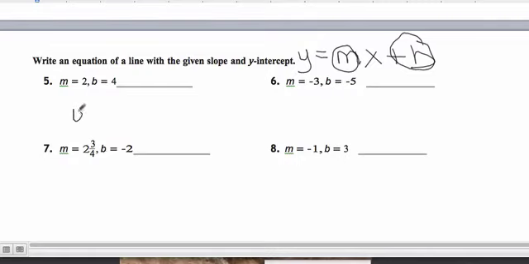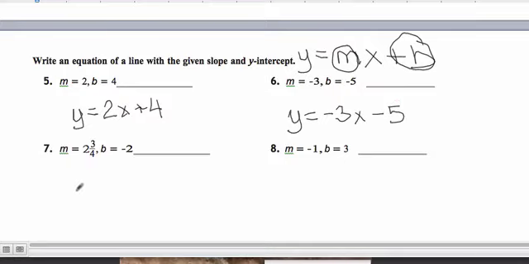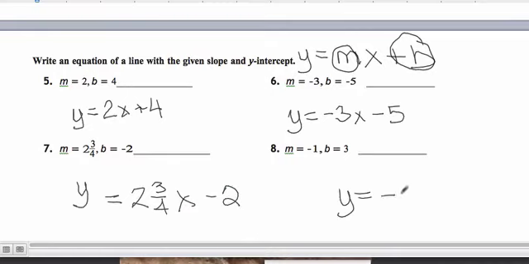Y equals 2x plus 4. Here, y equals -3x minus 5. Here, y equals 2 3/4 x minus 2. And lastly, y equals -x or -1x plus 3.